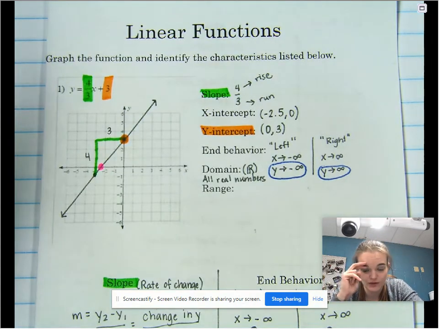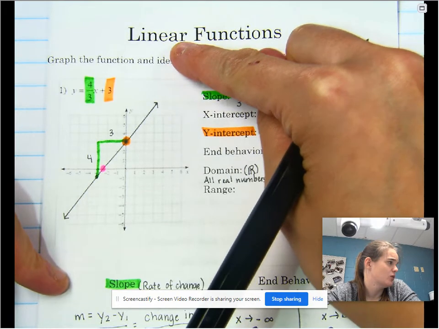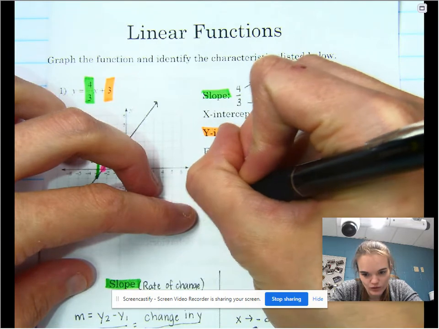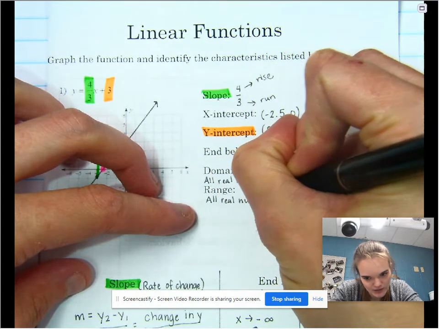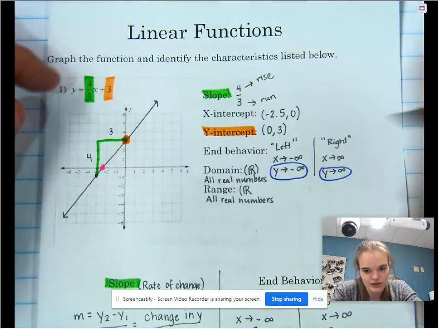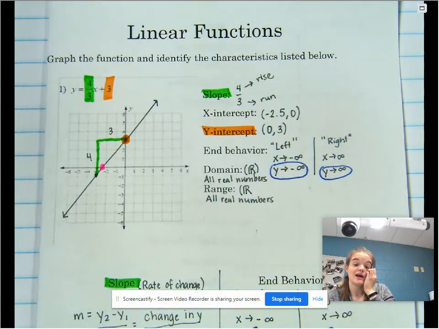Okay, range. This is going in both directions, above and below. So same thing, all real numbers. Again, there is a symbol for that. R, but with 2 lines. Not an I, 2 lines and an R. Okay? That is how you graph these and identify the characteristics.